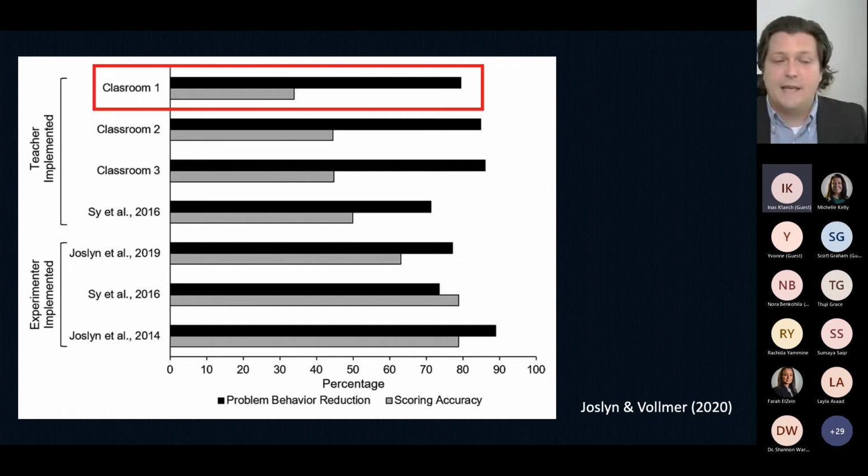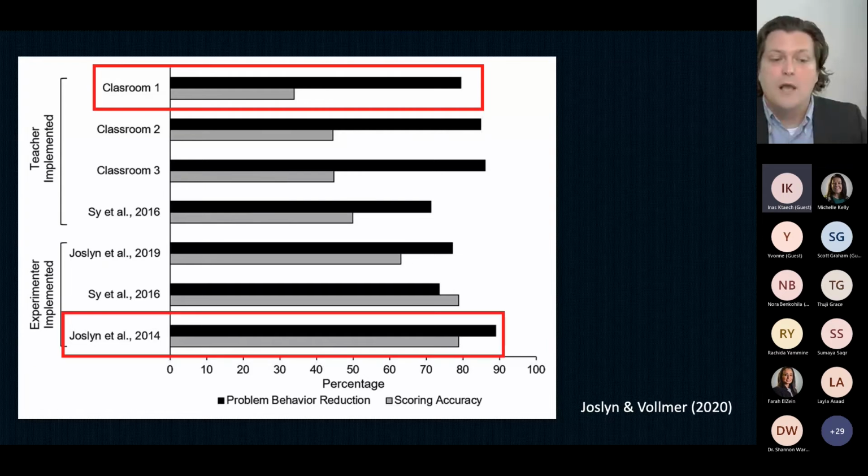In this case, if you look at classroom 1, which I've highlighted, the black bar is the percent reduction in problem behavior, and the gray bar is the scoring accuracy in that classroom. So in this classroom, we had an 80% reduction in problem behavior, but the teacher was only implementing the game at about 35% scoring accuracy, which is 1 in 3. Most of the time that would be considered pretty low, maybe in many cases unacceptable treatment integrity. But in the case of the good behavior game, it worked just as well as when a behavior analyst implemented the game at much higher scoring accuracy.